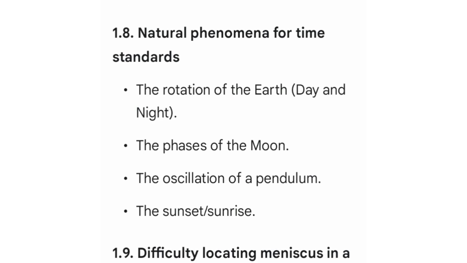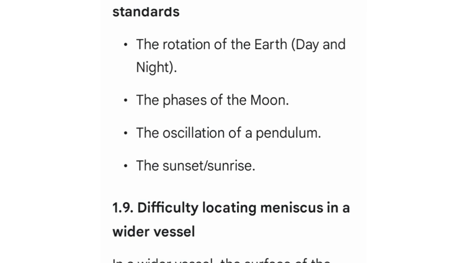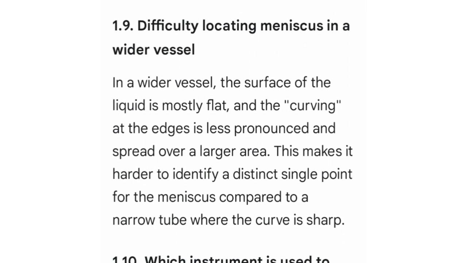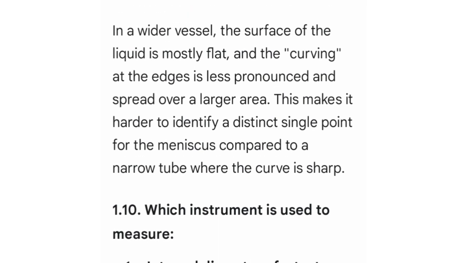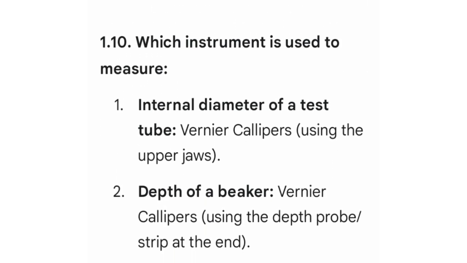In question 1.8, he says, natural phenomena for a time standard. They are the rotation of Earth, day and night, the phases of moon, the oscillation of a pendulum, and the sunset or sunrise. In question 1.9, difficulty locating a meniscus in a wider vessel. In a wider vessel, the surface of the liquid is mostly flat and the curving at the edge is less pronounced and spread over a large area. This makes it harder to identify a distinct single point for the meniscus compared to a narrow tube where the curve is sharp.